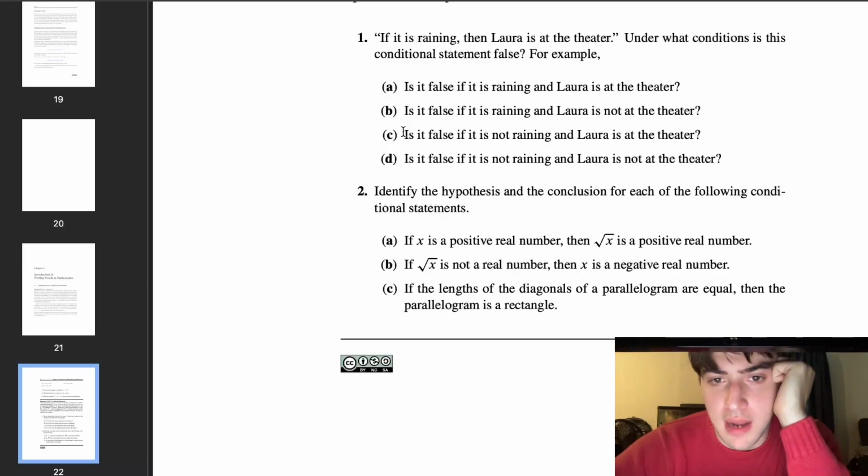I would say no. I would say it's not false then, because it's not necessarily saying that Laura's at the theater only if it's raining. It's saying that if it is raining, Laura is definitely at the theater. So she could be at the theater at other times, right? Is it false if it is not raining and Laura is not at the theater? No, that would also make it true. That would neither make it true nor false.